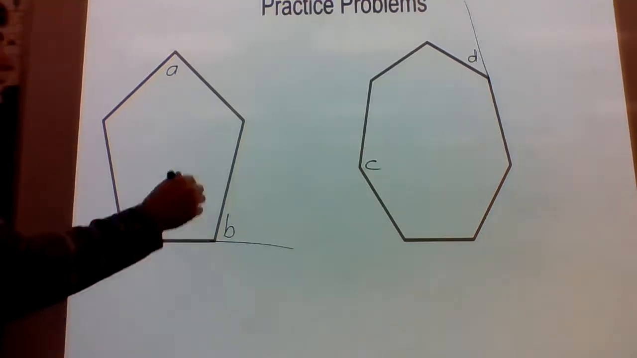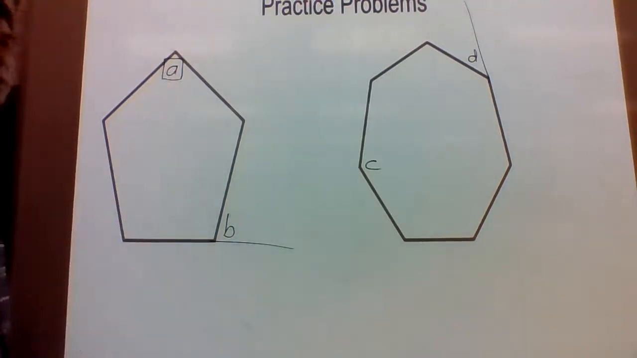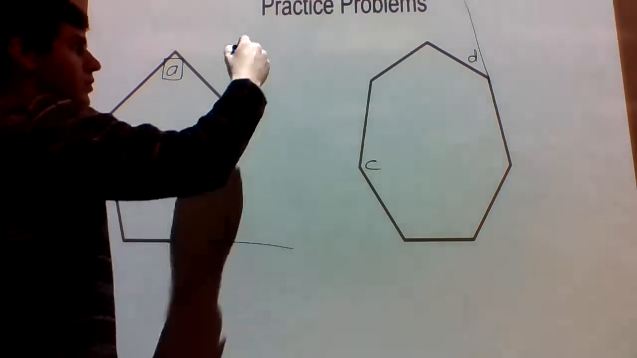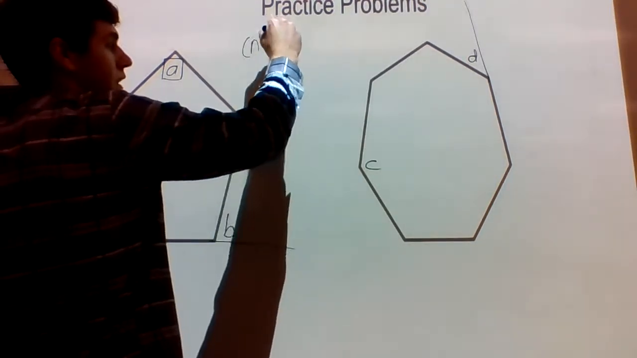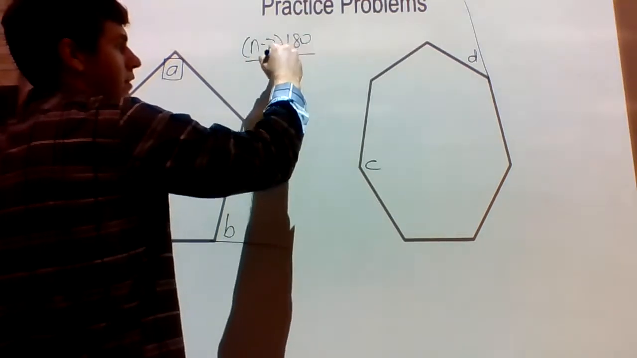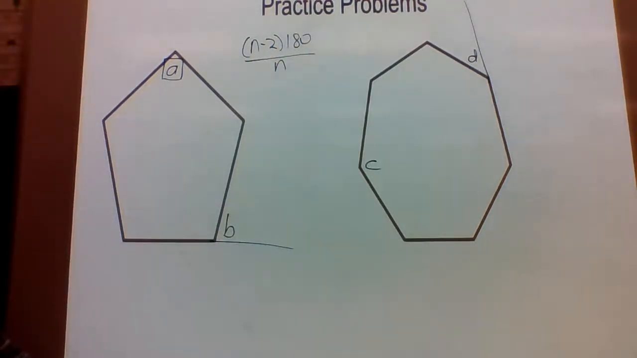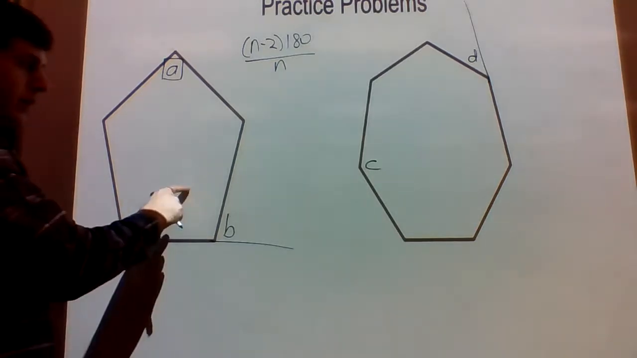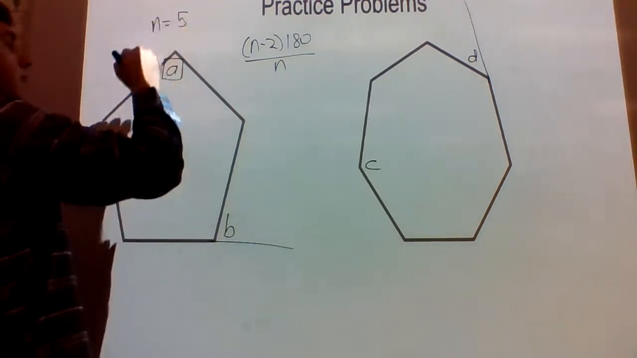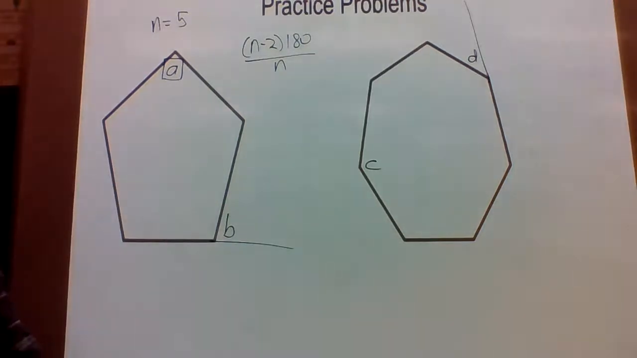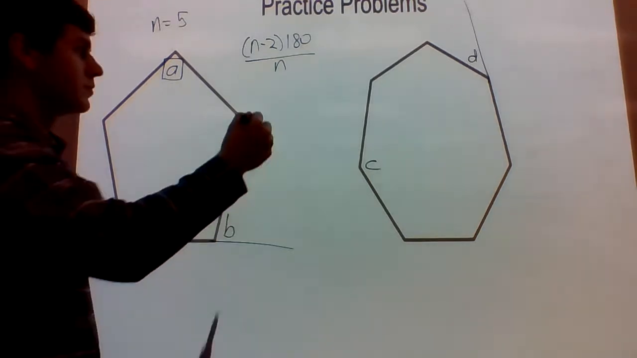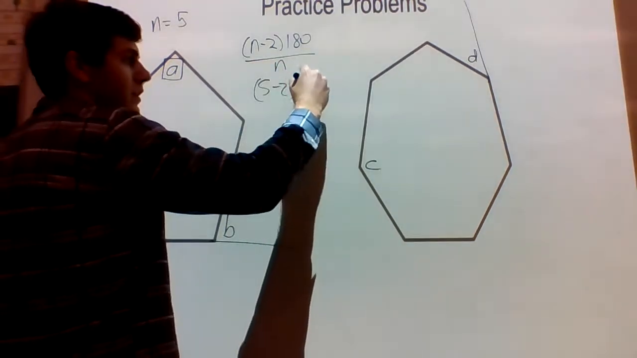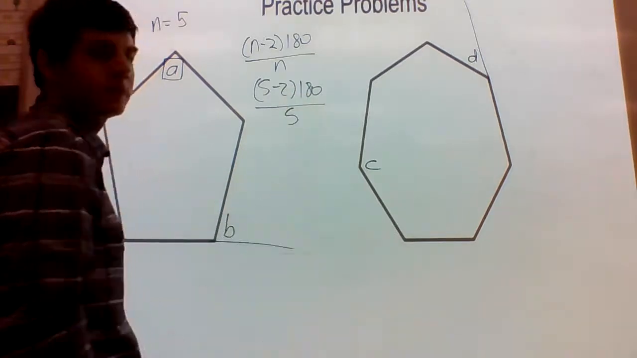First thing we want to look at, though, is A, an interior angle or an exterior angle? Well, it's an interior angle. How do we find the measure of each interior angle of a polygon? Well, we use the formula n minus 2 times 180 divided by n. How many sides does this polygon have? This polygon has 5 sides, 5 sides or 5 angles. So we just substitute it in. 5 minus 2 times 180 divided by 5.